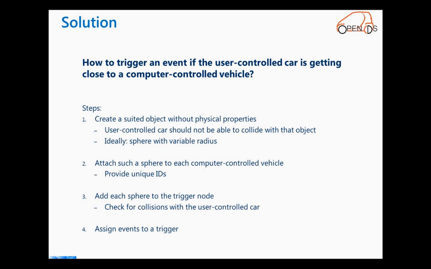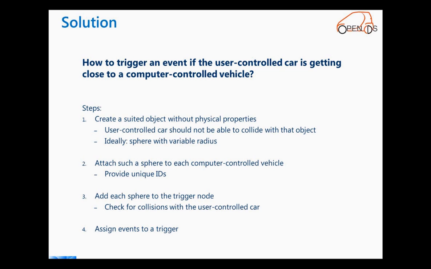Furthermore, we have to add each sphere to the trigger node, which is responsible for checking collisions with my own driving car. And after that, when I'm able to detect collisions with bounding spheres, I can assign events. So, for example, I can output a message to the screen whenever I hit the bounding sphere, which means I came too close to one of the driving vehicles.